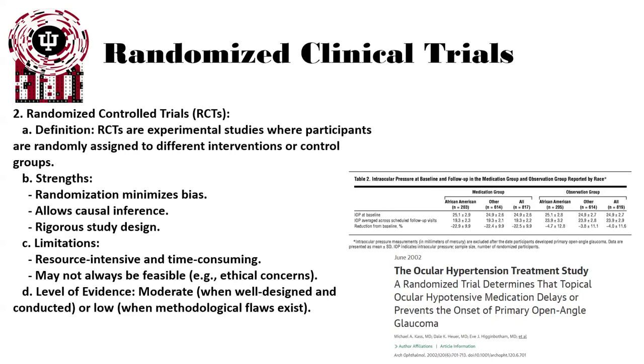But some of the limitations are that they are resource intensive and time consuming. That means they take millions and millions of dollars and oftentimes 2, 3, 4, 5 years. Because of that, they're not always feasible for every single research question we have out there. And so we can't always rely on randomized clinical trials if it's just not feasible. This is typically the second highest level of evidence. It's a moderate level, especially when it's well designed. It can have a low level of evidence, though, if it's methodologically flawed.